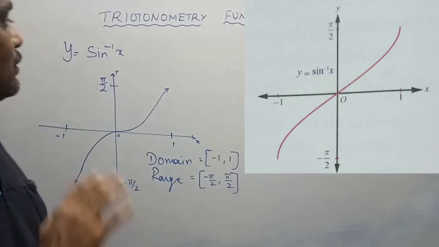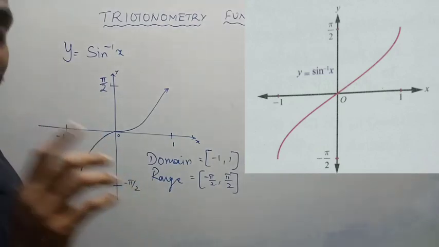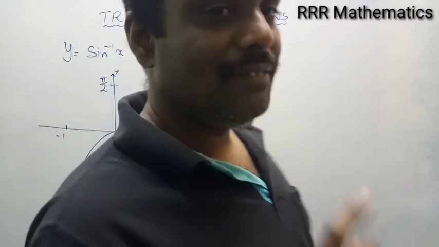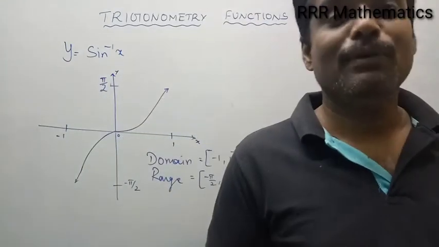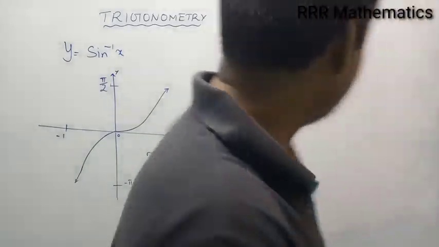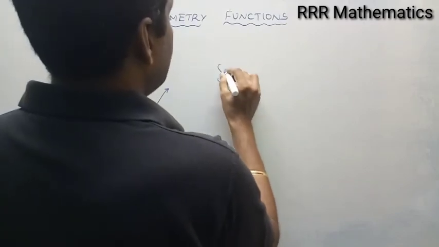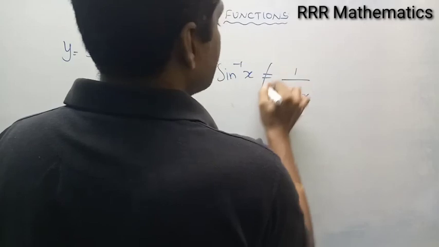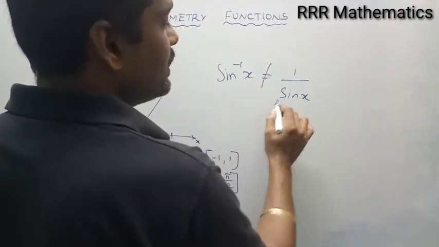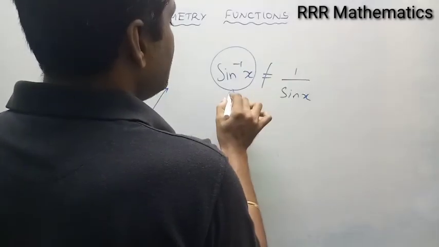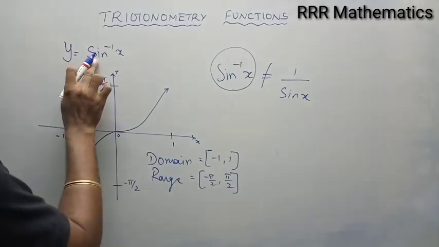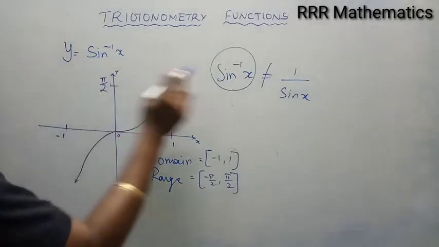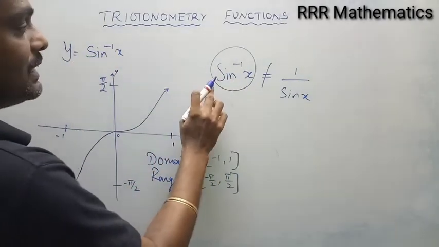Is it clear? For sine inverse x, don't think of it as reading sine inverse x as 1 by sine x. Your sine inverse x is not 1 by sine x. This is different and that is different. This is an angle. See, y equal to sine inverse x. So what is sine inverse x?